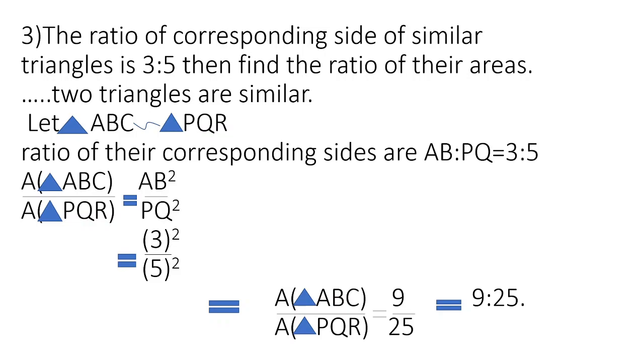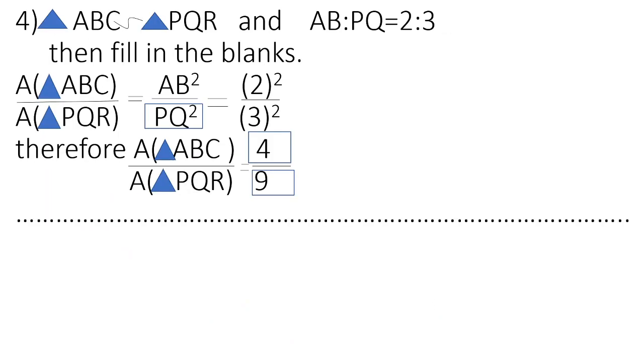So, using the property of areas of two similar triangles, we solve our third example. Our fourth example: you can see triangle ABC and triangle PQR are given. Both triangles are similar. Triangle ABC is similar to triangle PQR, and the ratio of their corresponding sides is given. AB is to PQ is equal to 2:3. The ratio of both sides is 2/3. Then fill in the blanks.